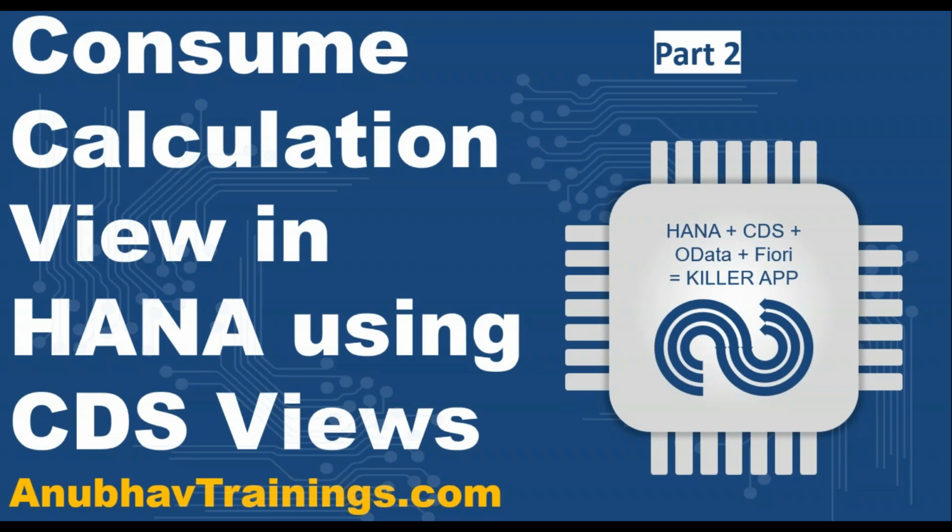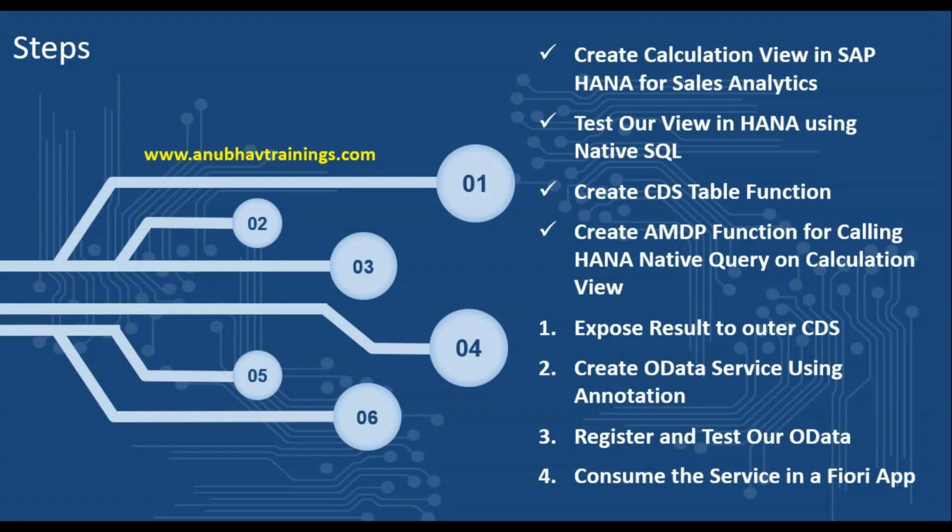In the last video, we talked about the concept of creating a calculation view in HANA. We learned how to write native SQL to consume the calculation result as an aggregation. We learned how to write a CDS table function and create an AMDP for the given CDS table function to consume the data from the calculation view in HANA.